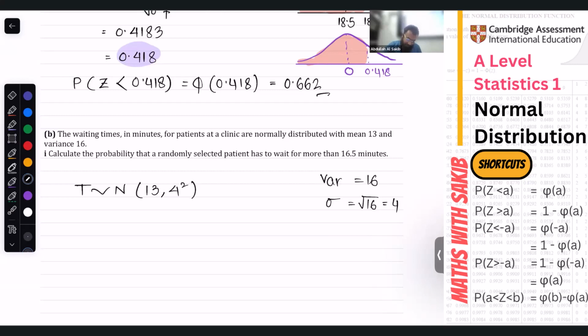Now, calculate the probability that a randomly selected patient has to wait more than 16.5 minutes. So that means the time should be more than 16.5. Clear? If I draw a normal distribution curve, this is our 13, and more than 16.5, so this is our 16.5. That means we have to find this area.